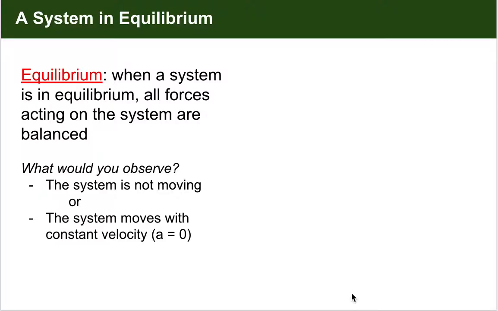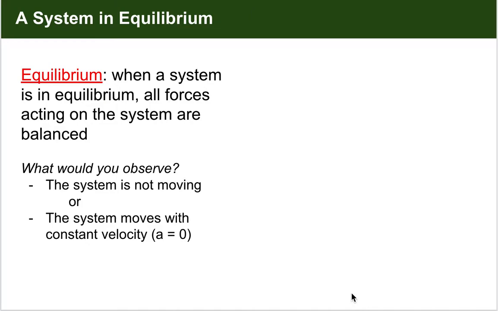This video looks at situations that you've seen in the past. Situations where the forces are balanced, either up and down or left and right, or maybe even both. These situations are said to be in equilibrium. What we observe is that the system doesn't move at all, or maybe that the system does move, but it has a constant velocity, where the acceleration is zero.